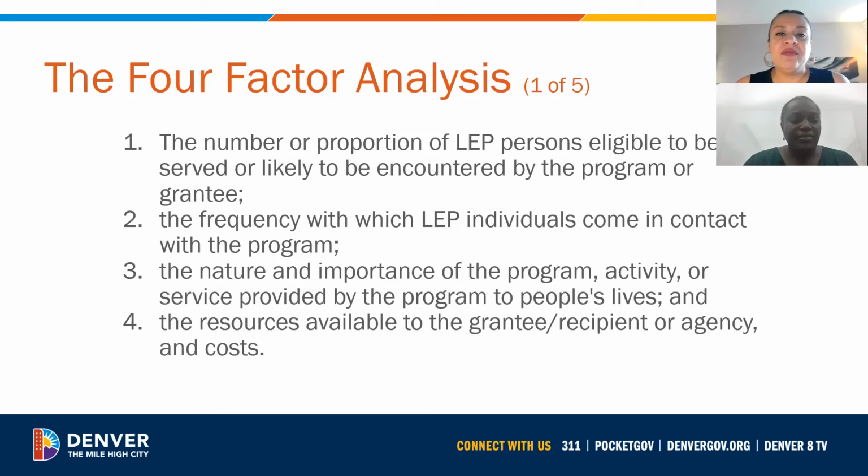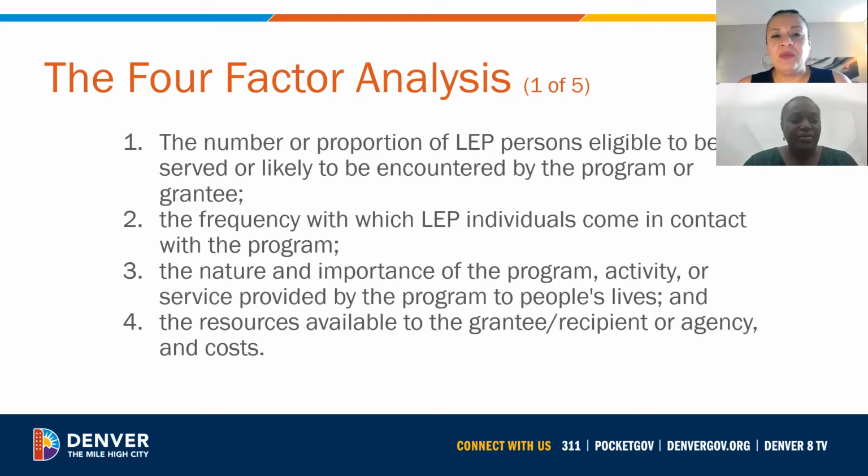So in talking about the four-factor analysis, the four-factor analysis is actually given to us by DOJ, and it's a method that, in the end state after doing all four factors, will help you develop what your threshold is for languages in your geographical area or the program or activity project that is going to happen. So in the toolkit, and right now we will walk through how we did it for Denver.